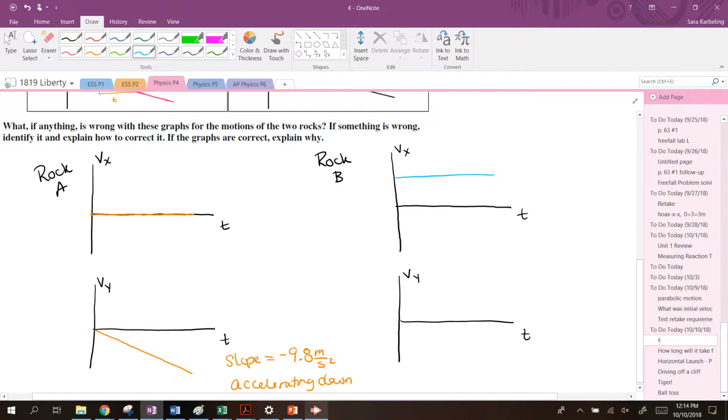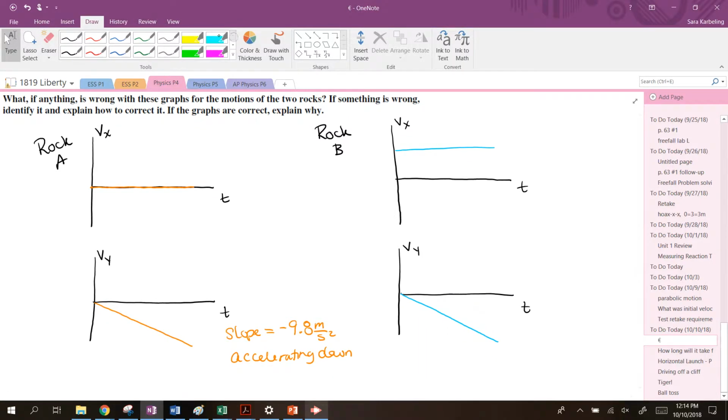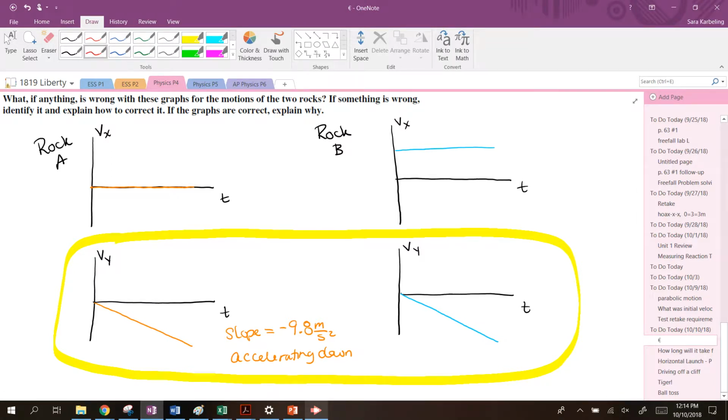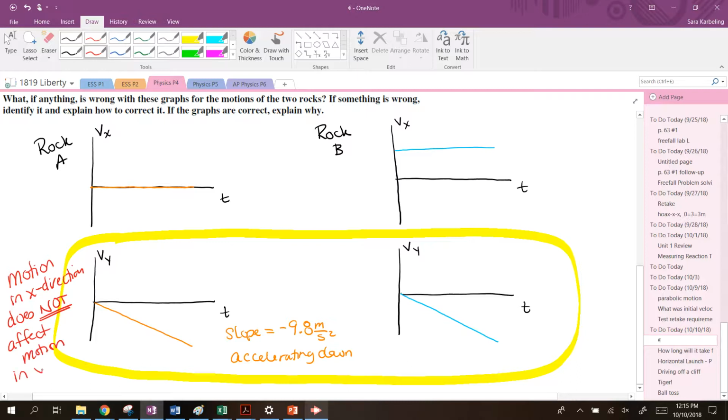So there we go, and then this one, what is this one going to look like? Same as what? We need the negative 9.8 slope. Same as the one that's falling, right? Yes. Okay. So the important thing to notice here, friends, is that the velocity in the y direction graphs are exactly the same. Okay? The thing to notice and pay attention to is that motion in the x direction does not affect the motion in the y direction.